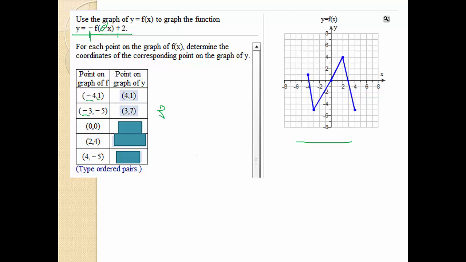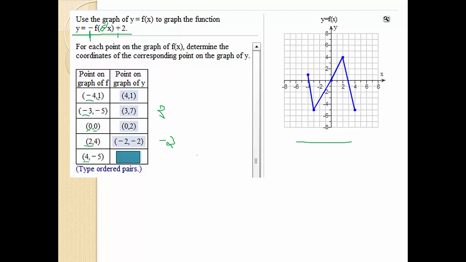All right, 0, 0. The zeros are not going to be affected by either one of the minus signs, right? Because minus 0 is 0. So the x will stay 0. The y, however, does still have the plus 2 on it. So 0 plus 2 is 2. So this will become 0, 2. All right. Next point, 2, 4. The x-coordinate, again, only gets the minus applied to it. So it becomes minus 2. The y-coordinate gets the minus, so that's minus 4, and then plus 2 is minus 2. So this one becomes minus 2, minus 2.